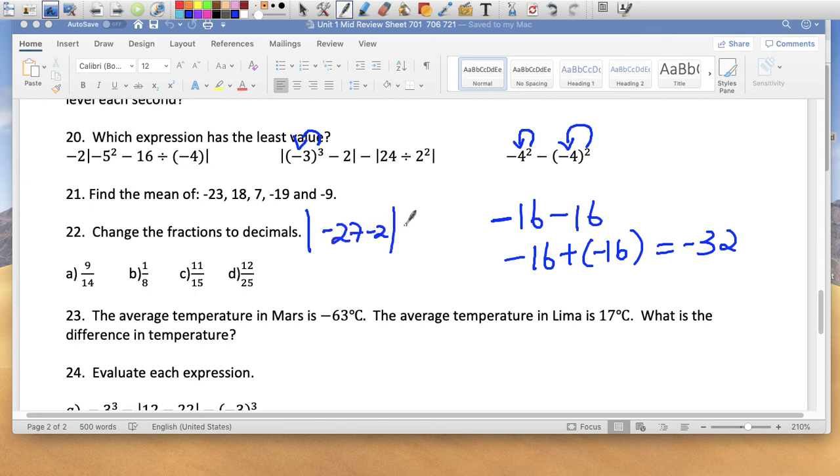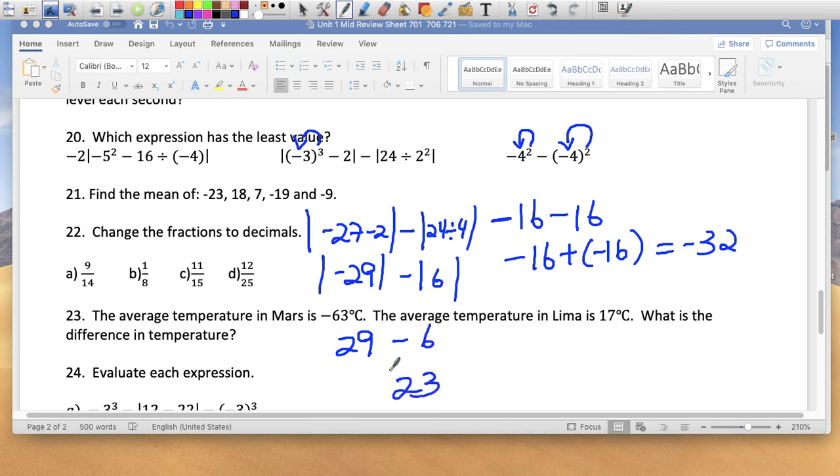Minus 2, absolute value, and then the minus 2 minus the absolute value of 24 divided by 2 to the second power, which is 4. So I just took care of the exponents. The first absolute value sign here has negative 29 minus 24 divided by 4, which is 6. That's what we have. Let's take the absolute value. That's 29 minus 6. This one gives me 23. We want the least value, so this one is winning so far.